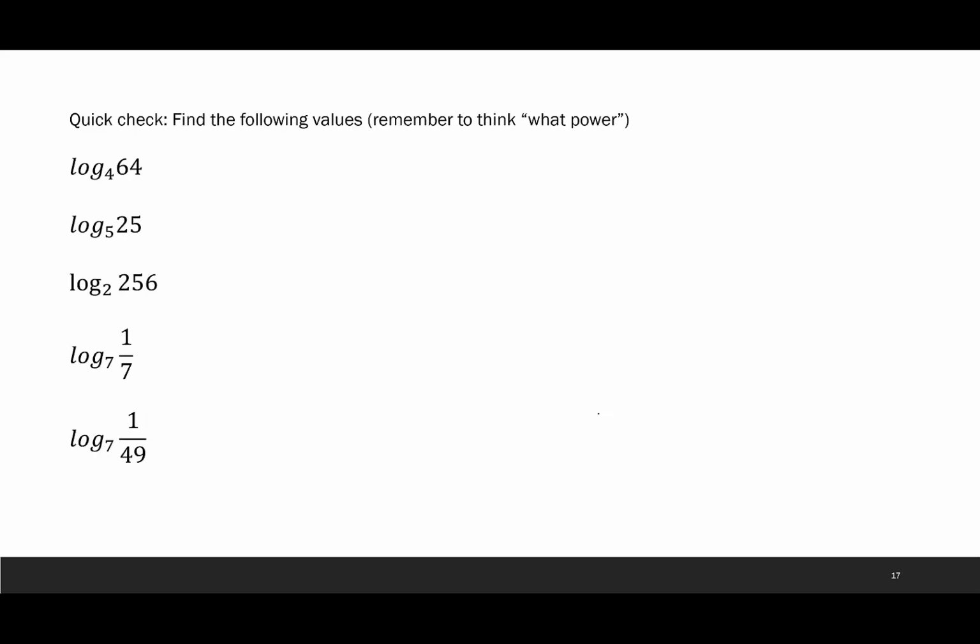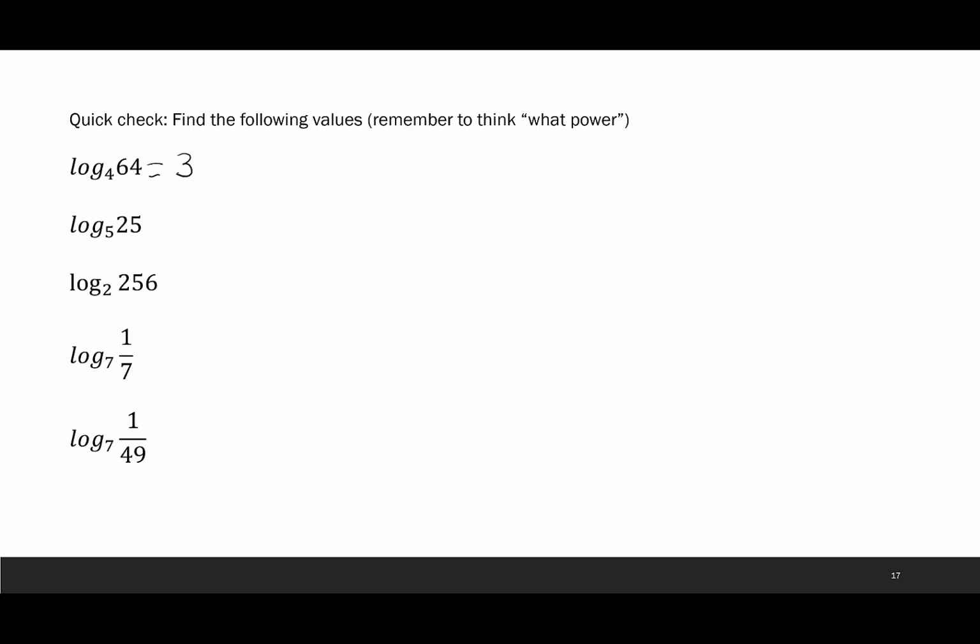So let's do a quick check, see how we're doing with understanding what logs are. But primarily what I want you thinking about is when you see log, I want you to think what power. What power of the base do I have? So I'm starting with 4, and I'm thinking, what power of 4 is 64? Now, you can grab your calculators and start doing powers. You know 4 to the 1 is 4, 4 squared is 16, but if you put in 4 cubed, you get 64. So the power of 4 that gave me 64 was 3.